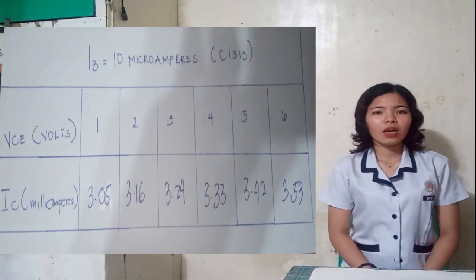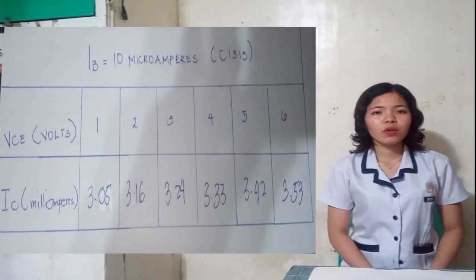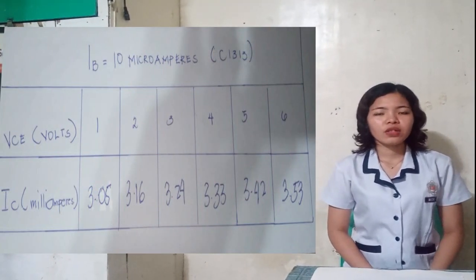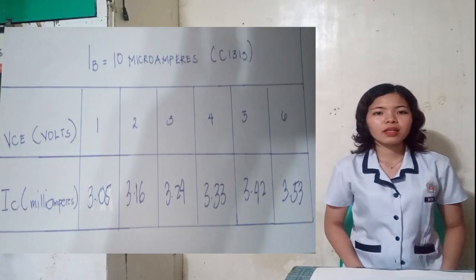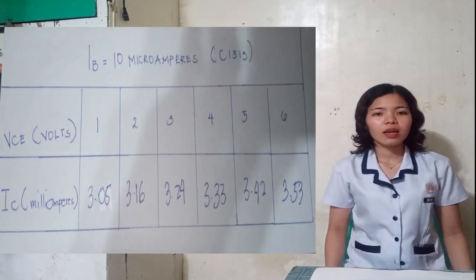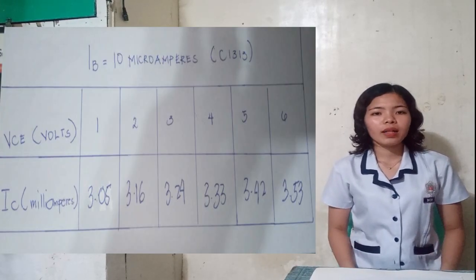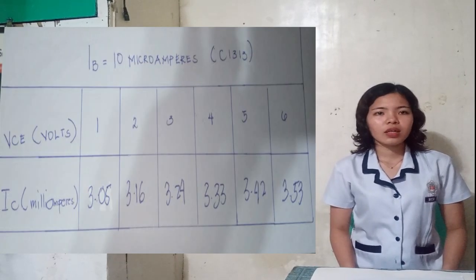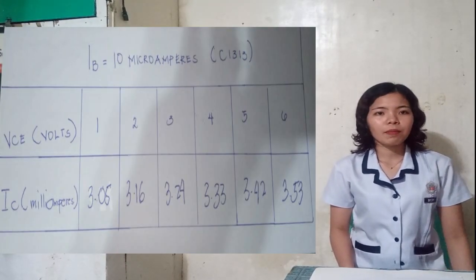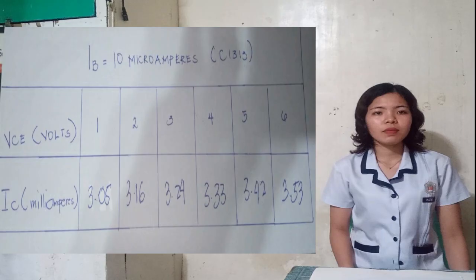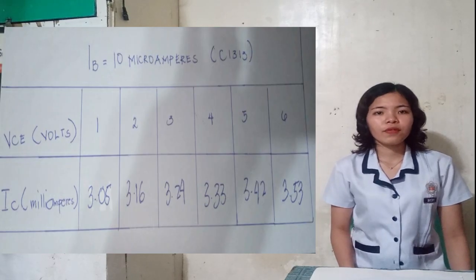In this measurement, the output characteristics of a C1313 NPN transistor were observed by keeping the base current constant at 10 microamperes while increasing the collector emitter voltage from 1 volt to 6 volts. The collector current rises from 3.05 milliamperes at 1 volt to 3.55 milliamperes at 6 volts.